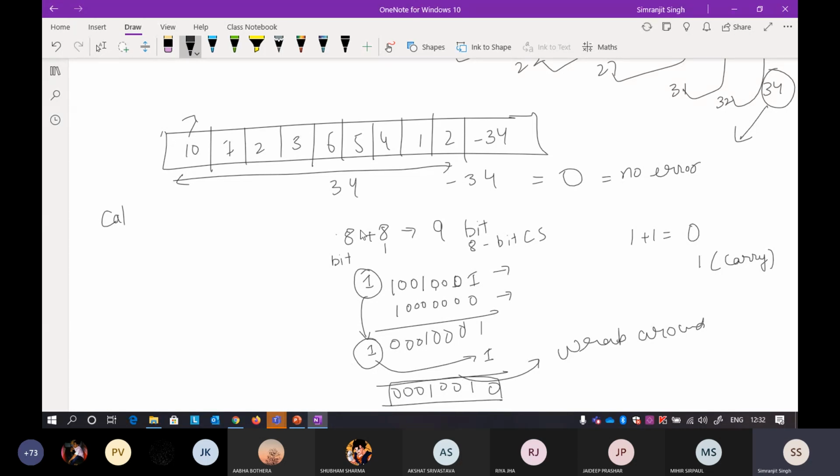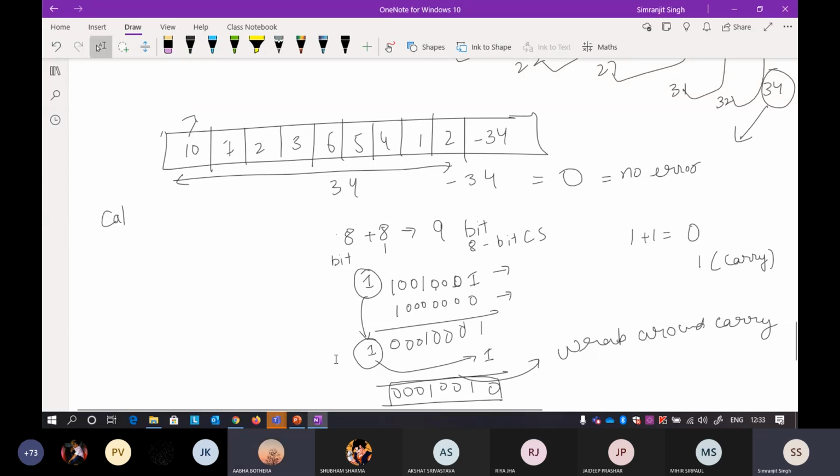Keep in mind, when you are adding two 8-bit numbers, the result can be 9 bits. In order to avoid this problem, we have invented something called wraparound carry. Whenever a carry is generated, it will be added back into the result. That is how your number will never become 9 bits; it will always remain 8 bits. That is the problem we face in checksum, but it is solved by wraparound carry.